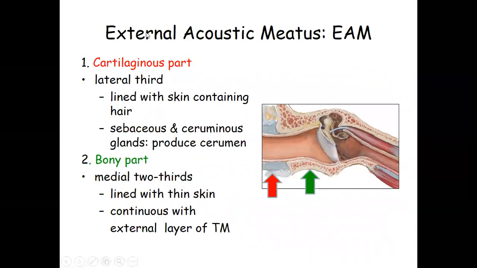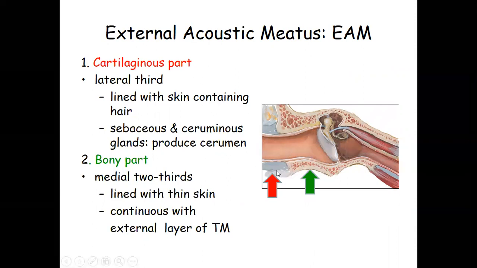Now going to move to the next slide on the external acoustic meatus, EAM. This is the external acoustic meatus. It is divided into two parts: the cartilaginous part, this is the cartilaginous part, and the bony part. The cartilaginous part is the lateral third of the meatus.